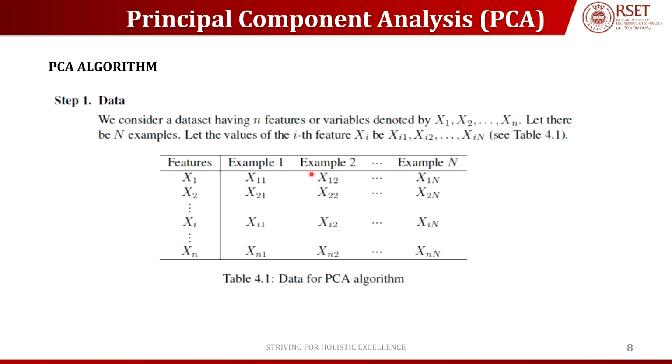Now let us formally begin the PCA algorithm with step 1, that is data. We start with our original data set. This table shows our data where we have n features or variables, denoted by x1 through xn. We have capital N examples or observations in our data set, and the values are arranged in this table where x_in represents the value of the ith feature for the nth example. This matrix is what we will work on throughout the process.